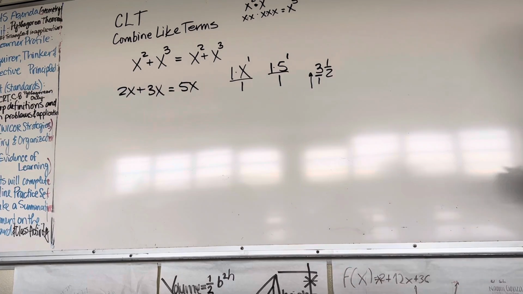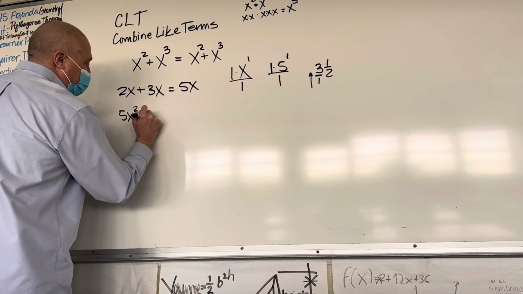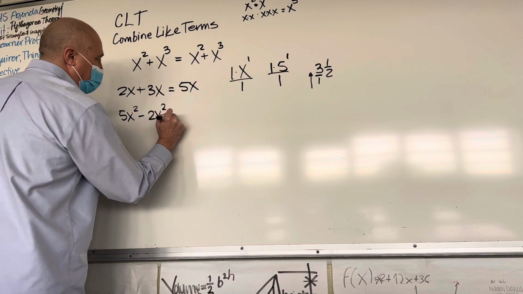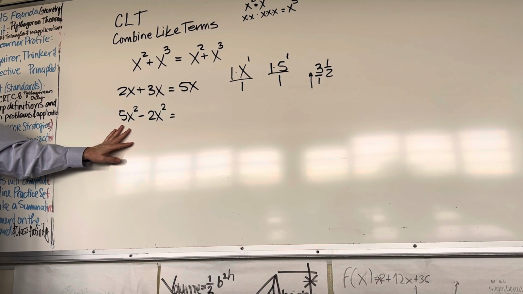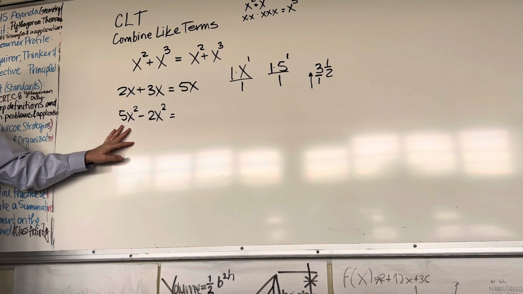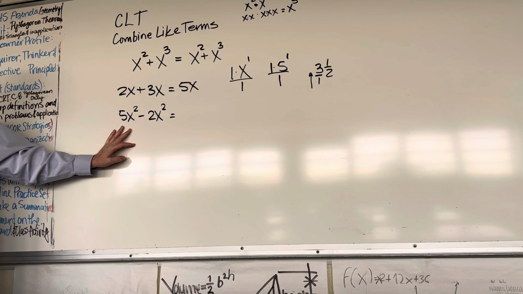5x squared minus 2x squared. So 5x squared minus 2x squared equals. Number 1, are they like terms? How many say yes? Okay. How many say I don't know? Be brave. Okay. How many say no? Anybody want to go no?